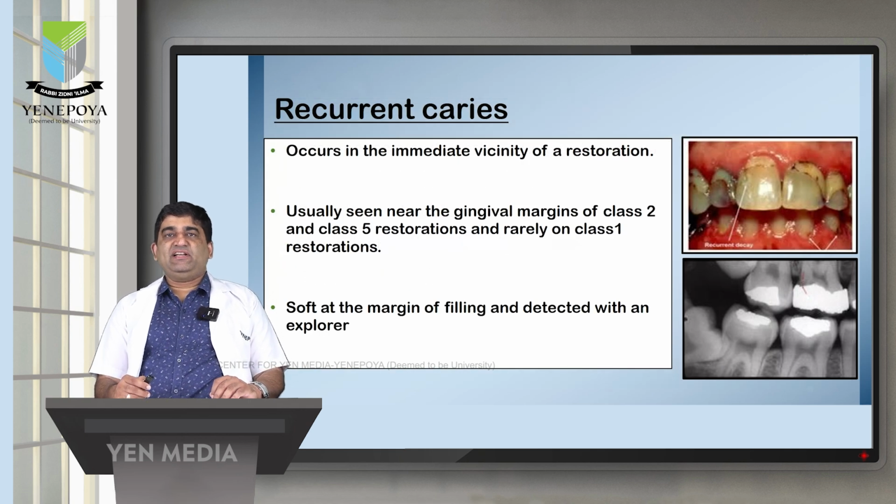Recurrent caries generally occurs below the restoration, generally seen in the gingival margins of class 2 and class 5 restorations and rarely on class 1 restorations. It is soft at the margin of the filling and detected with an explorer.